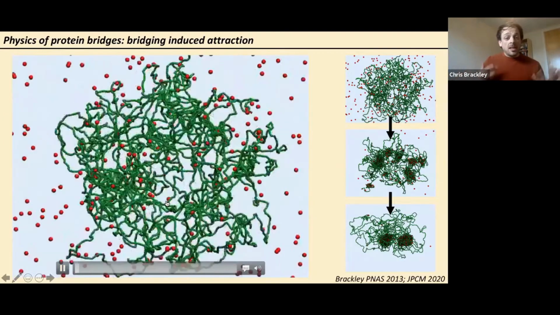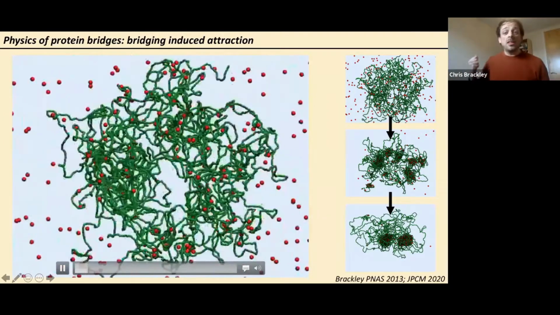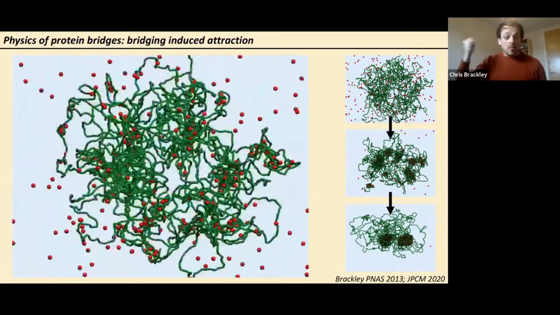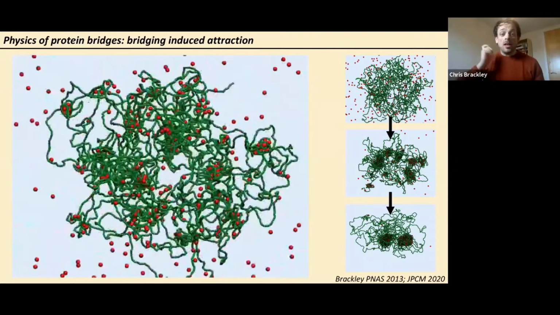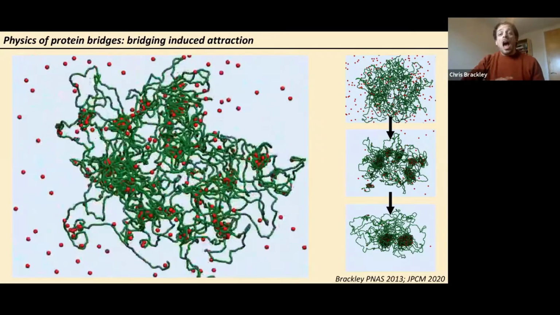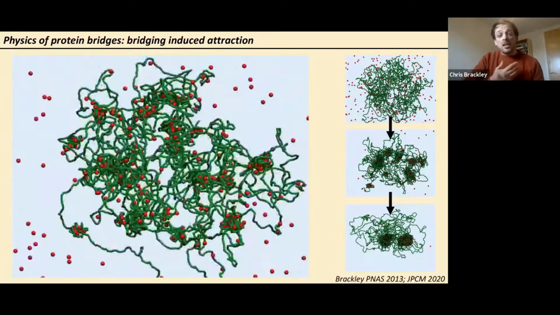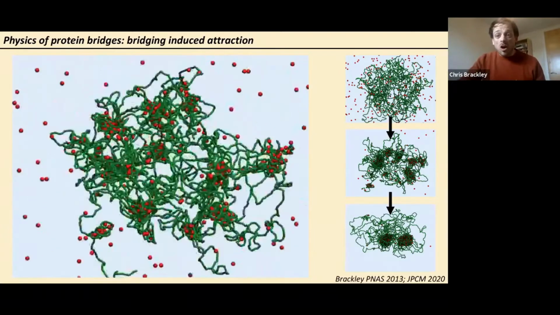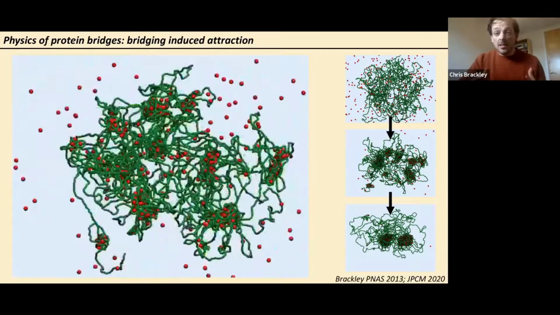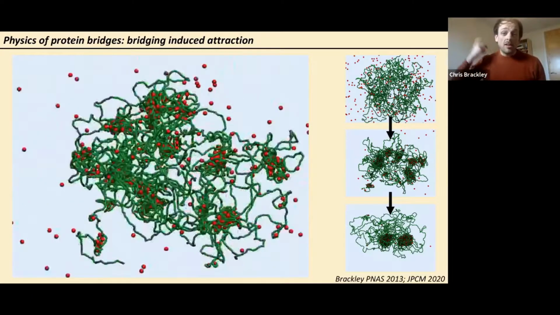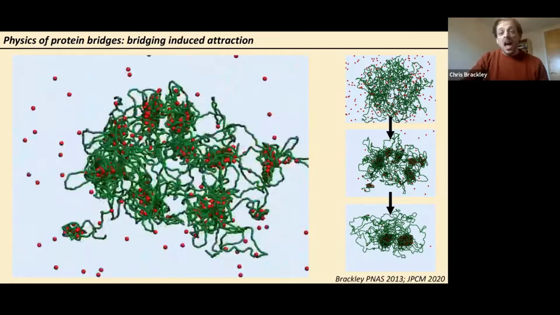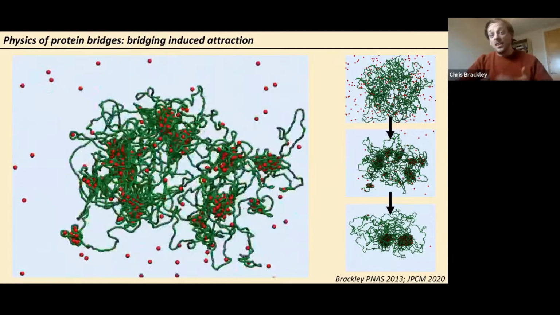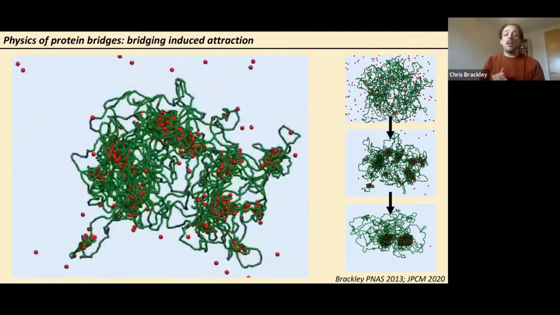Well, the reason is because of their ability to form bridges between different chromatin regions. So if you imagine a protein diffuses along and binds to a piece of chromatin, and then it forms a molecular bridge bringing together two pieces of chromatin, then immediately in that local region, you've got an increase in local chromatin density. So another protein diffusing by is more likely to bind in that same place, and then you have an increase in local protein density. So another piece of chromatin is more likely to bind there.